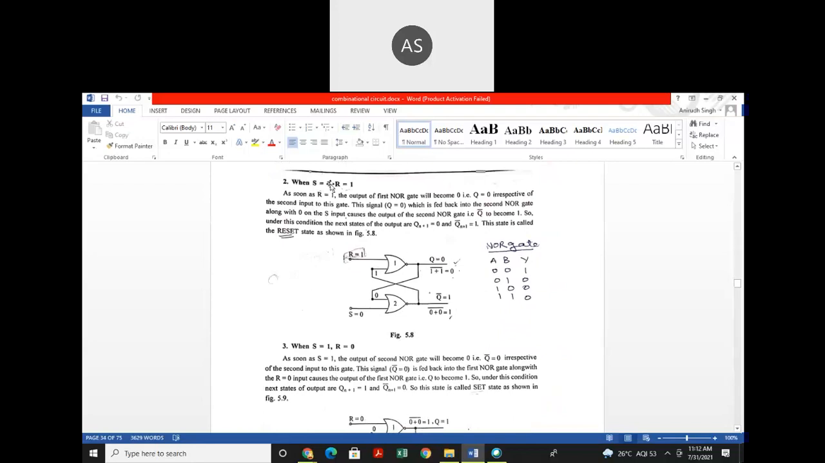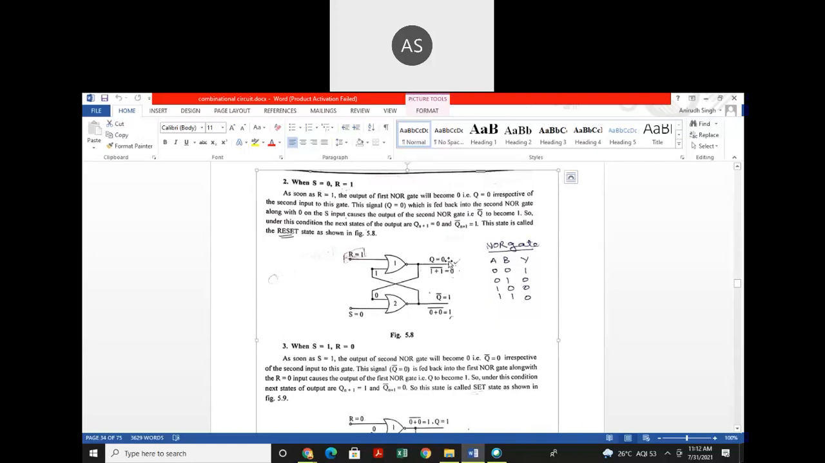When S is 0 and R is 1, and the previous state is 0, then 0, 0 means 1. And this 1 is connected to this NOR gate. So 1 and 1 gives 0. It means that there is no change in state and Q remains 0.